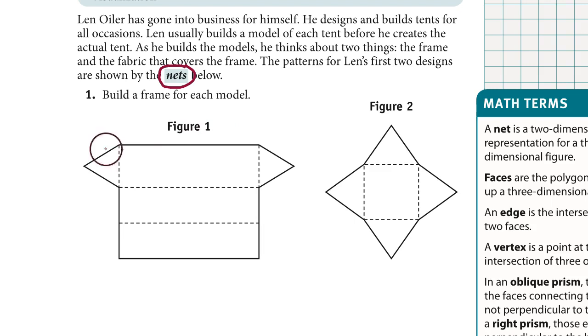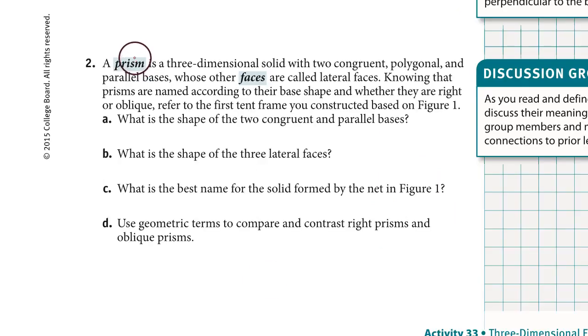So what do you think this first net would fold up and create if you fold the ends upwards and then fold these rectangular flaps over? This makes a shape called a triangular prism. What do you think figure 2 makes when you fold that net? When you fold these triangle flaps upward to touch at a point in the middle, that would make a pyramid. So that first net would fold up and create a three-dimensional shape called a prism.